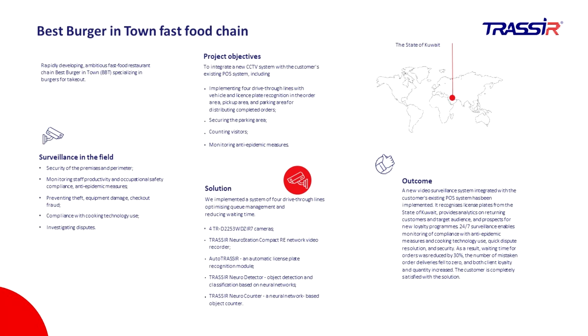And at the end of our webinar, we will analyze an example of equipment selection using one of the existing facilities. We will take a look at the fast-growing, ambitious fast food chain Best Burger in Town, BBT, specializing in takeaway burgers. 4 license plate recognition channels were installed in the order area, the pickup area, and the parking area for the distribution of completed orders. Security of the parking area, counting visitors, monitoring of anti-epidemic measures.